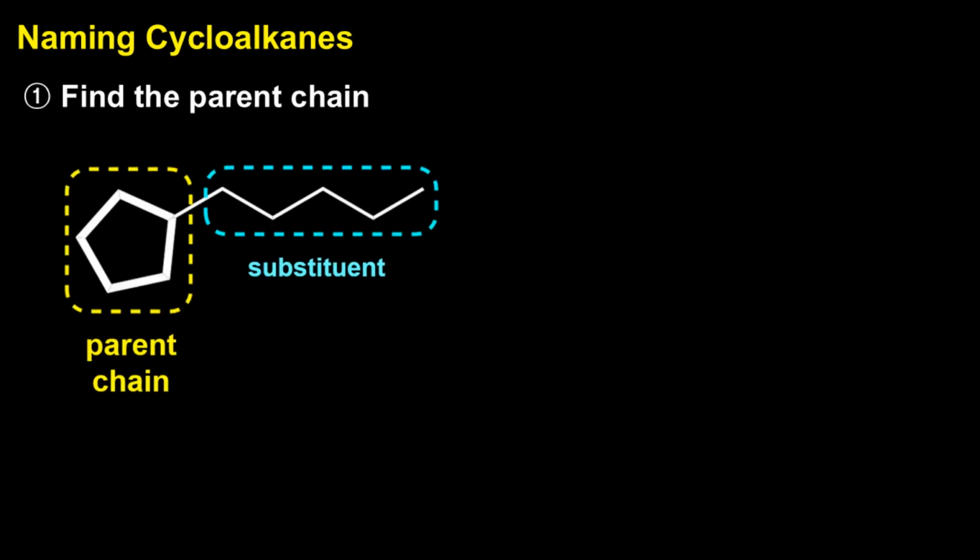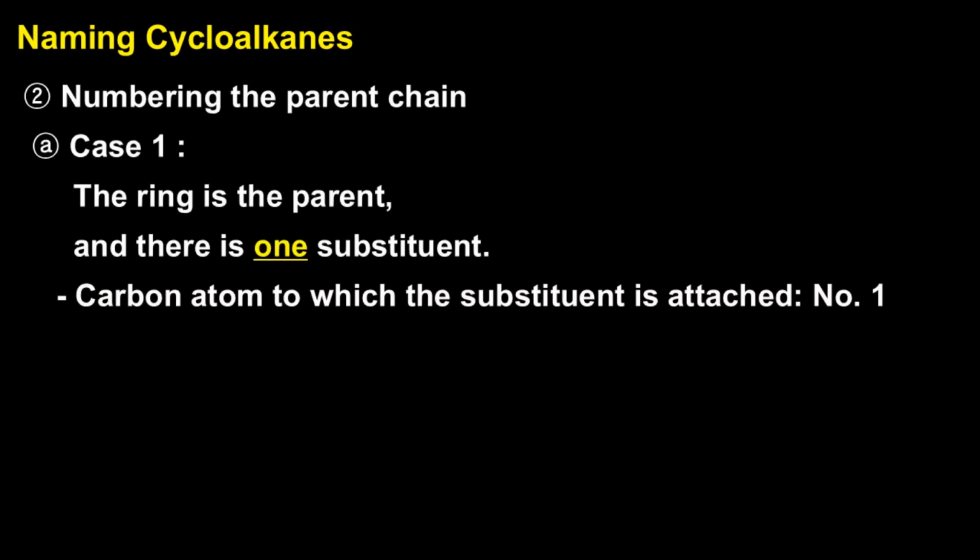In this example, the ring is the parent, not because it has more carbon atoms, but because it ties with the longest continuous chain outside the ring. According to IUPAC naming rules, when the ring and the longest chain have the same number of carbon atoms, the ring always gets priority. This rule keeps naming consistent and helps us prioritize cyclic structures when they're equivalent to straight chains. Once we've decided that the ring is the parent chain, the next step is to number the carbon atoms in the ring.